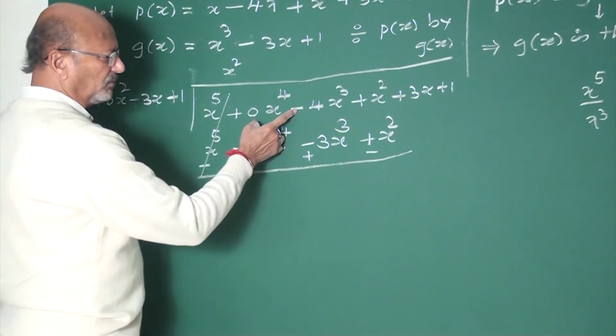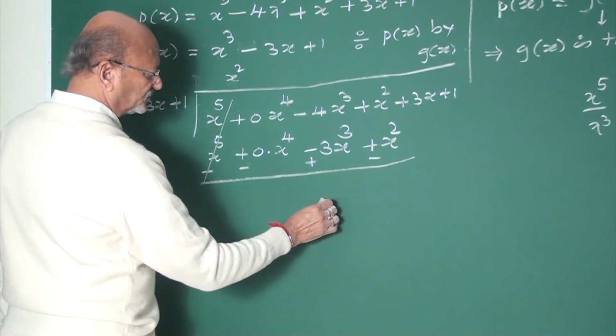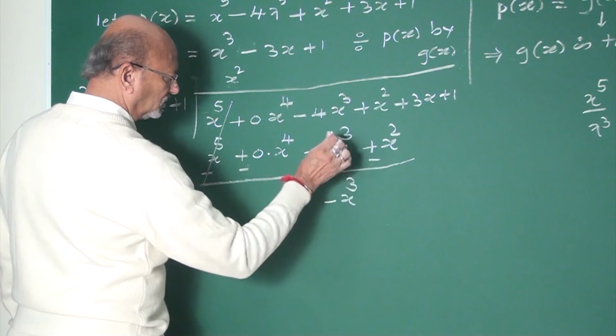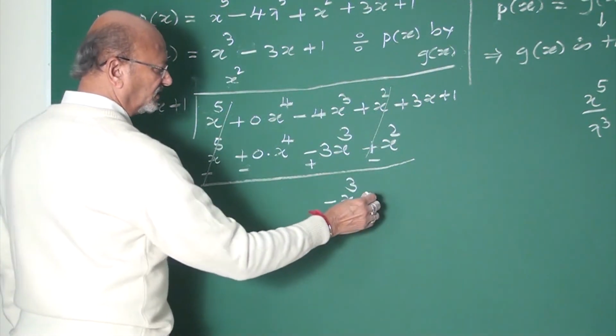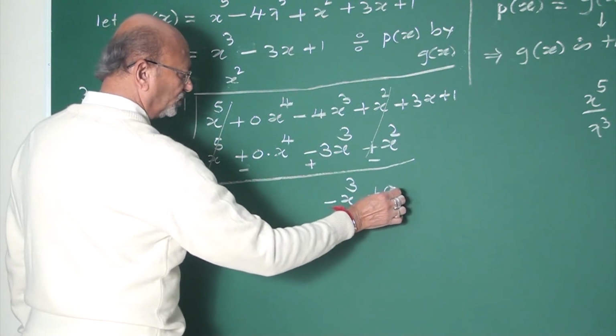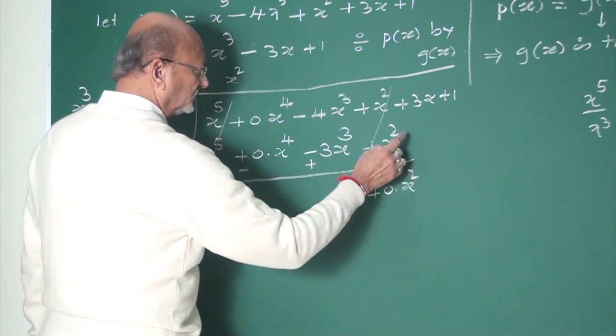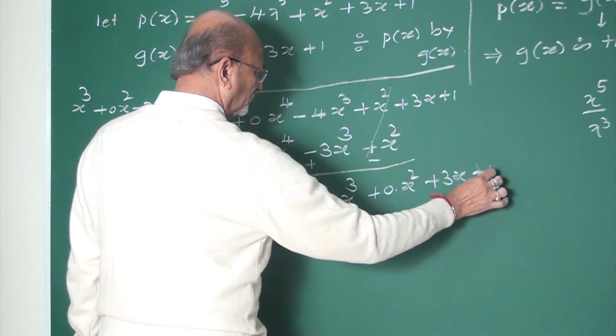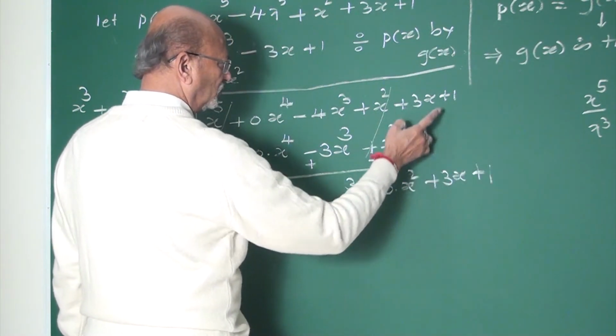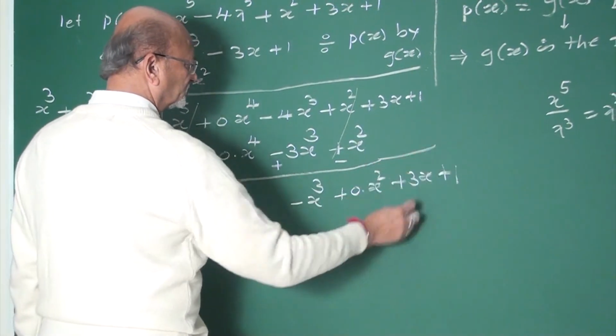Minus 4 plus 3 is minus x cube. Plus with minus cancelled. Next is 0 into x square. Next, plus 3x, bring down. Plus 1 down. I hope it is clear.